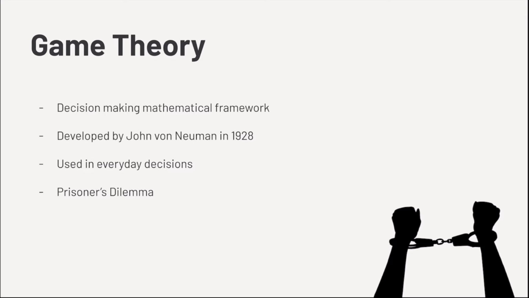Game theory is a decision-making mathematical framework developed by John von Neumann in 1928. It can be used in everyday situations. According to game theory, a prisoner's dilemma describes a situation where two players acting selfishly will ultimately result in a suboptimal choice for both.